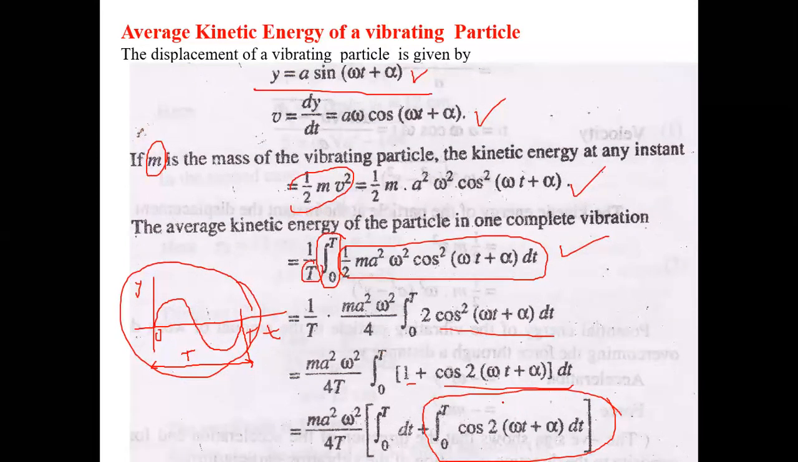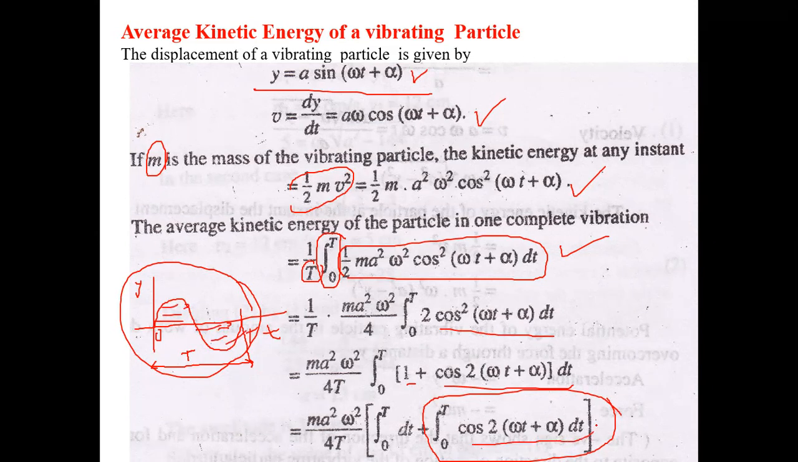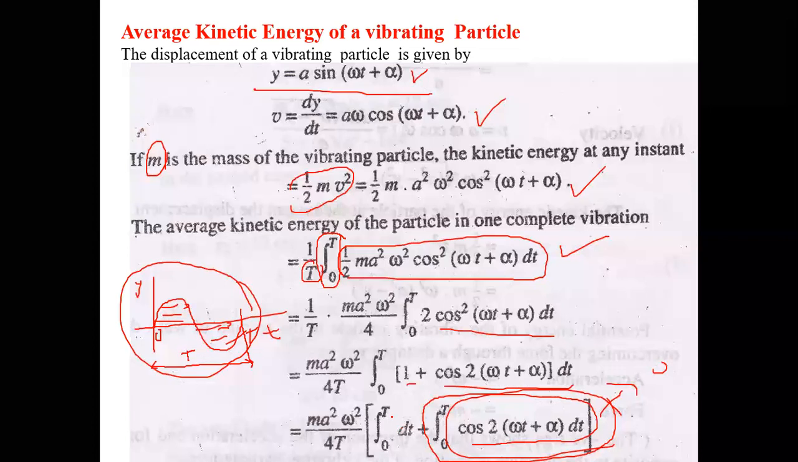Now, as you know, whether it is a sine function or a cos function, integration means whatever positive value you have here and whatever negative value you have, the sum will be 0. So the integration of this part is 0. So you have the integration of 0 to T of dt. The integration of dt is just T, and this T cancels out.